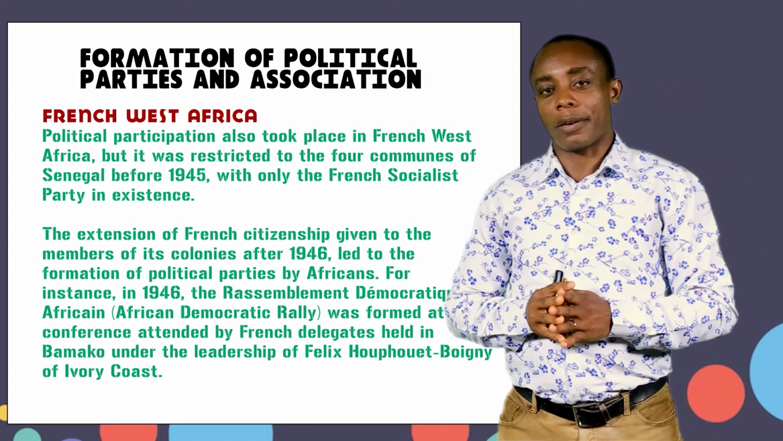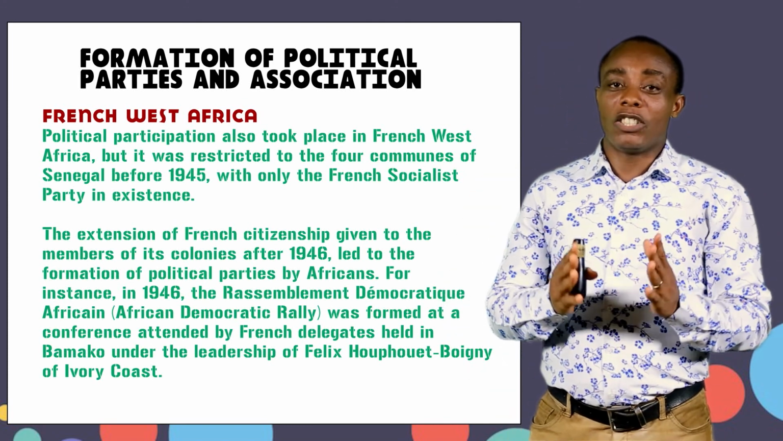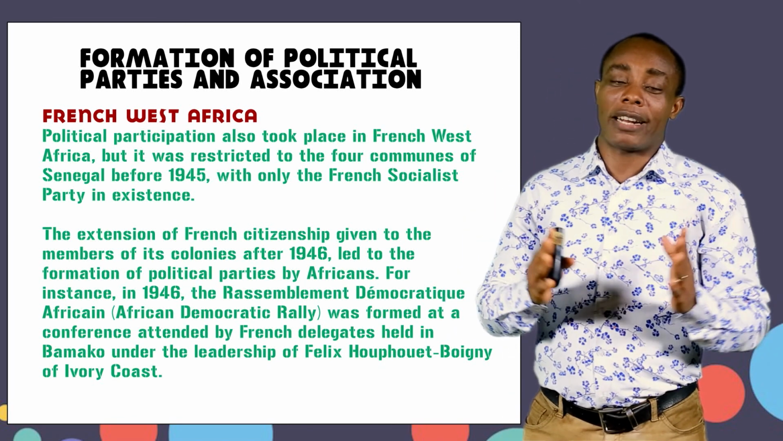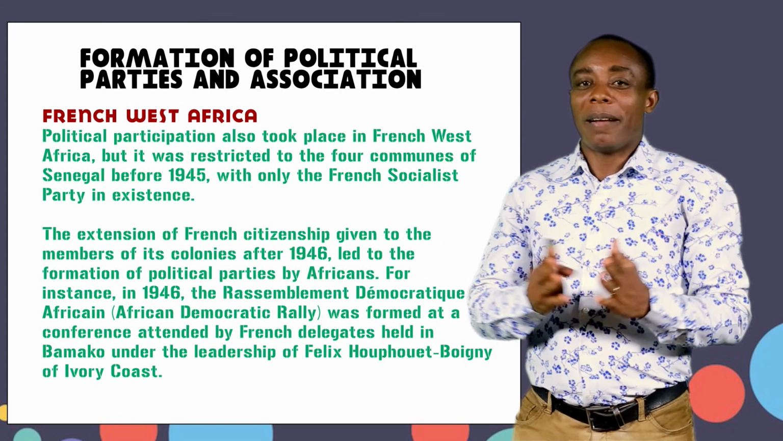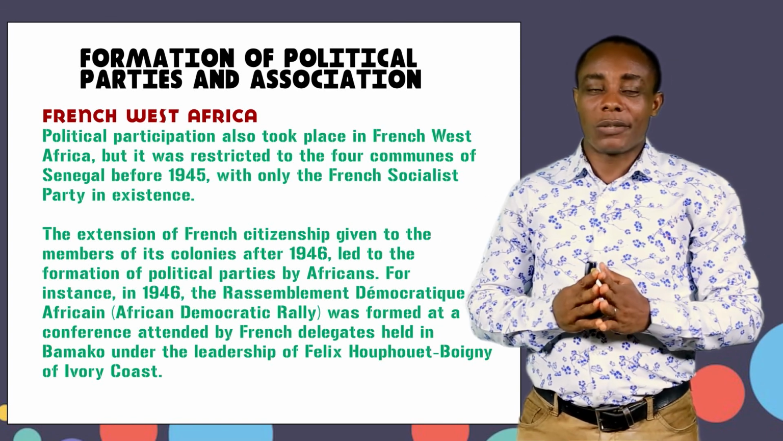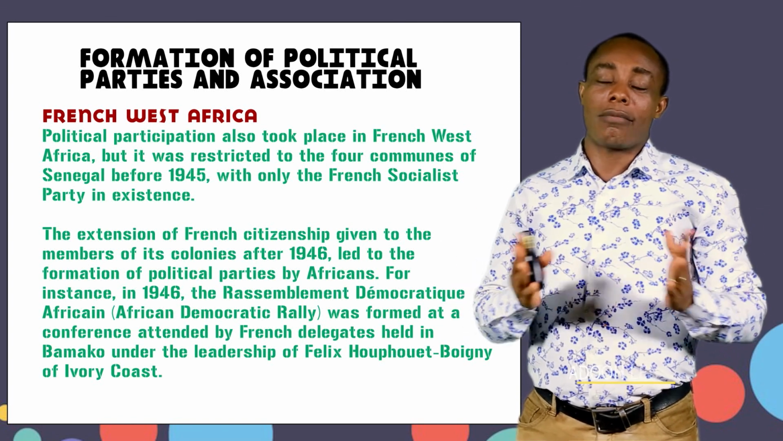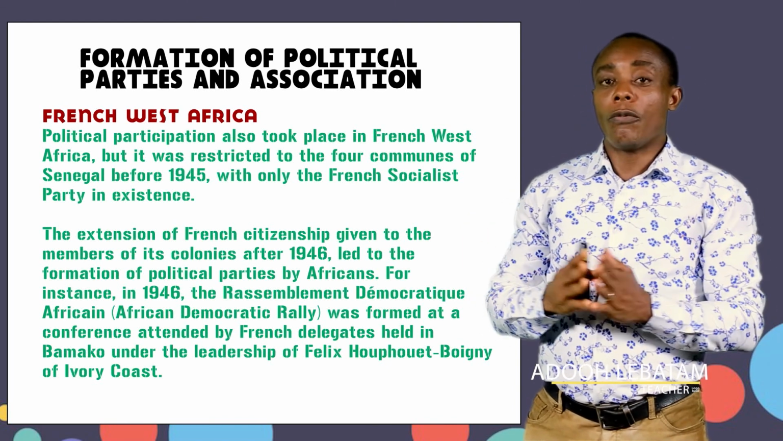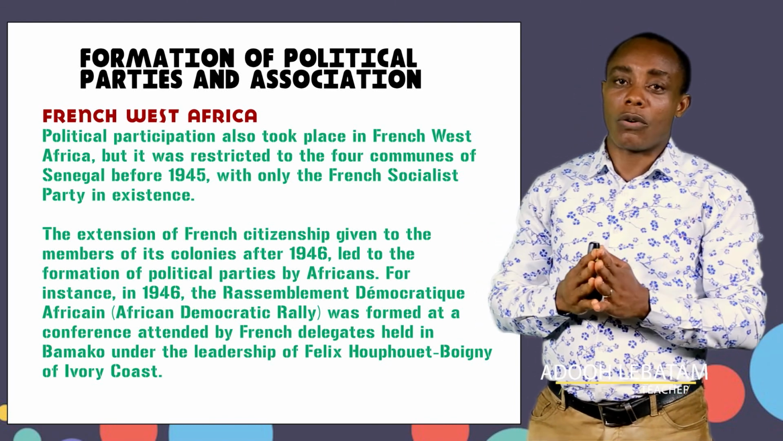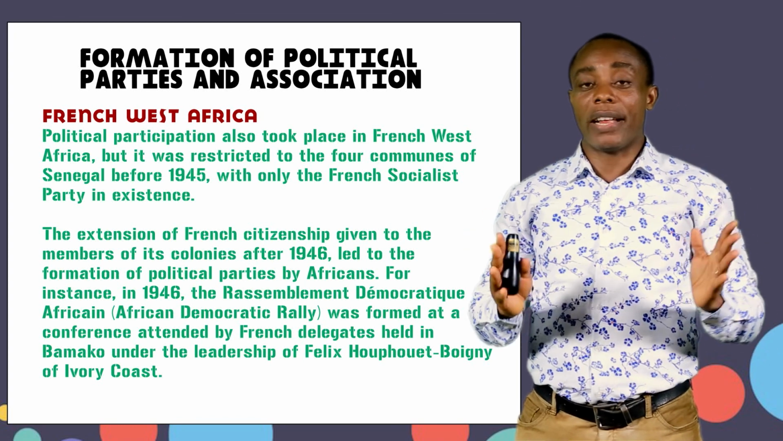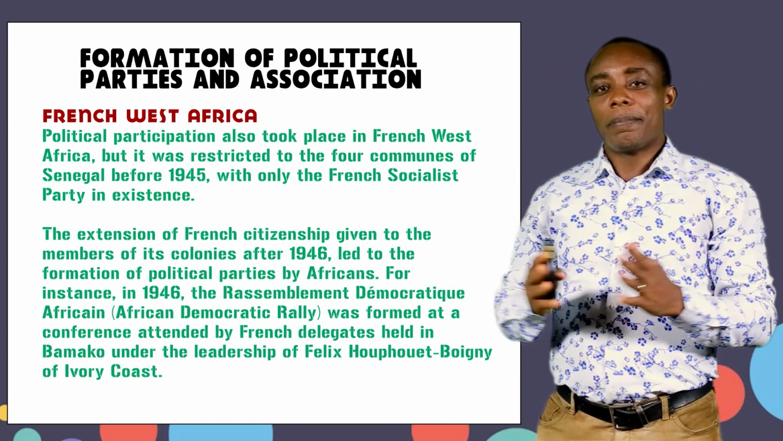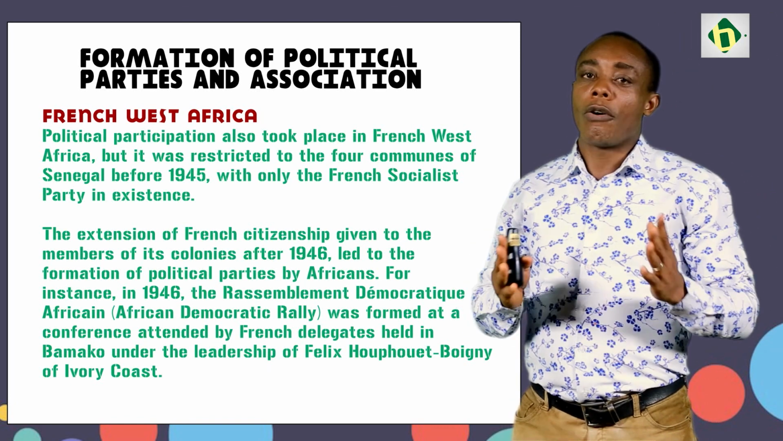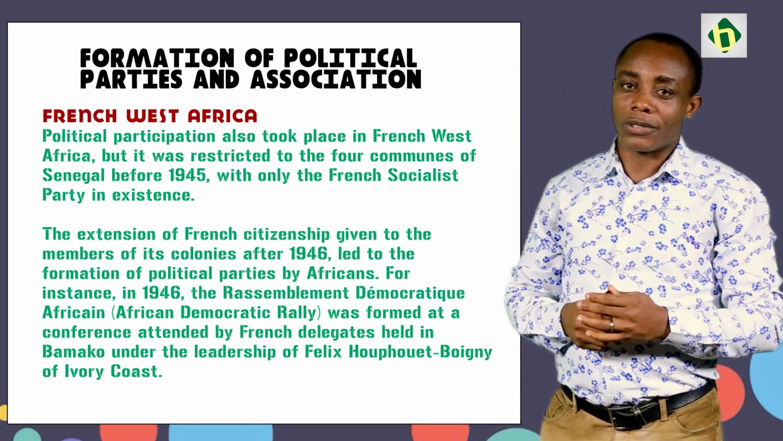in French West Africa. The first political party to be formed in French West Africa was the Rassemblement Démocratique Africain. This party that was formed in 1946 was also known as African Democratic Rally. This party was formed at a conference that was held in Bamako, Mali, and attended by French delegates. This party was formed under the leadership of Felix Houphouët-Boigny of Ivory Coast.